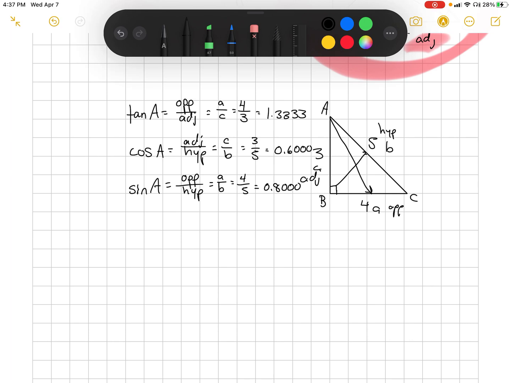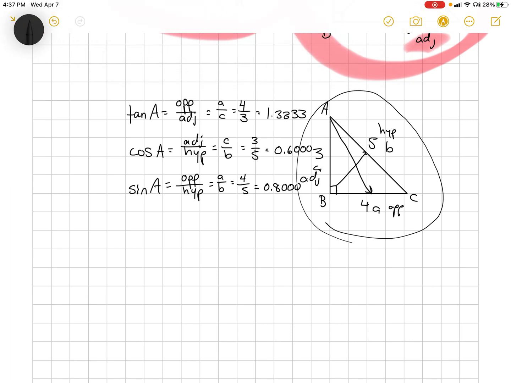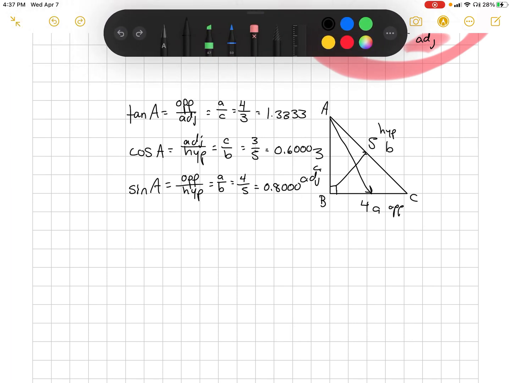Notice that we just started by labeling the triangle. As soon as we've labeled the triangle, it's just a matter of plugging into the formula. That's all it is. And remember, you're going to be asked this question. I can guarantee it. This is your trig ratio. Whether it's tan, cos, or sine, that is your trig ratio. Plain and simple. Don't forget those.